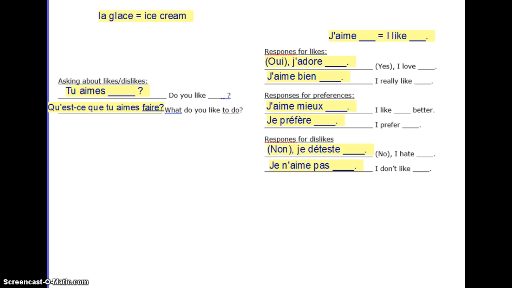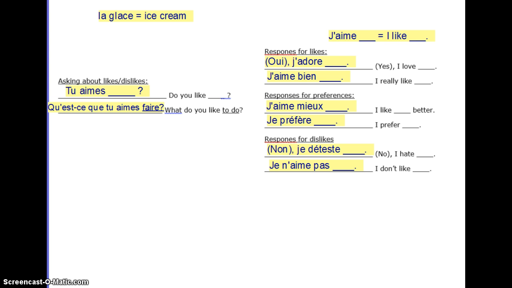All right, if you perhaps prefer something different, you want to say that you like something else better, the next two responses are for you. So if somebody says, tu aimes la glace, do you like ice cream? And maybe you want to say that you like French fries better. French fries, remember, are les frites. The way you would say that you like them better is by saying, j'aime mieux les frites.